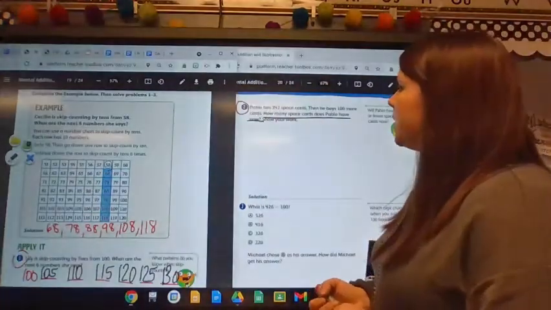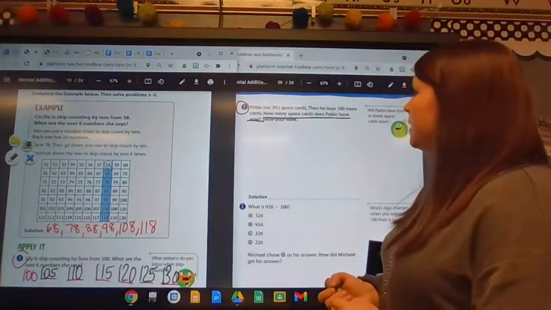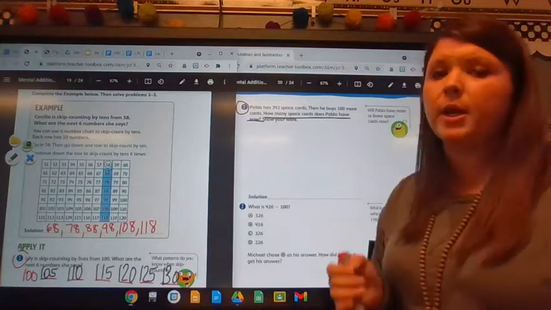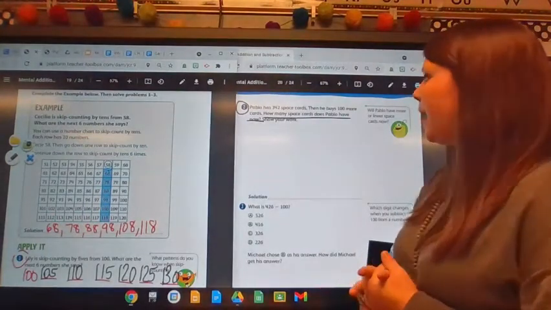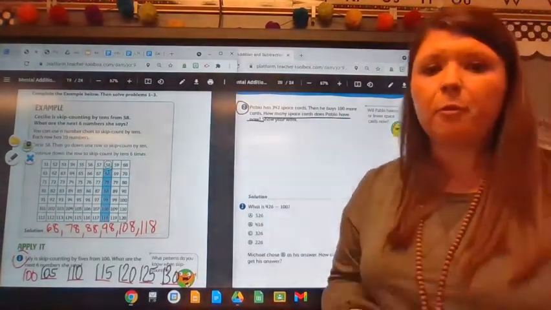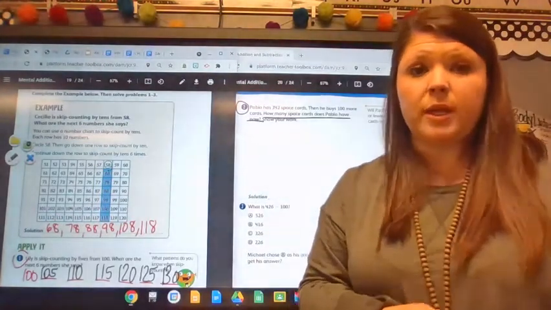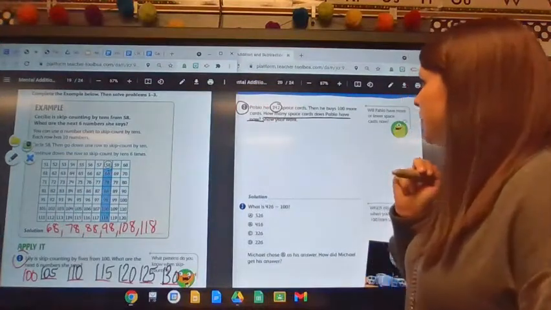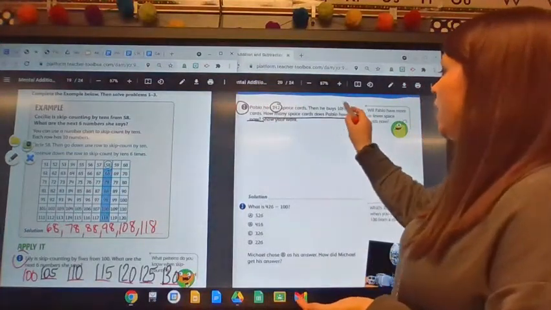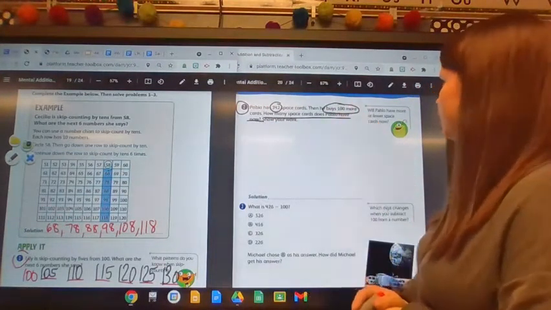Pablo has 342 space cards. Then he buys 100 more cards. How many space cards does Pablo have now? What information is important here? It's important to know what he starts with. He starts with 342 cards. Then he buys 100 more.